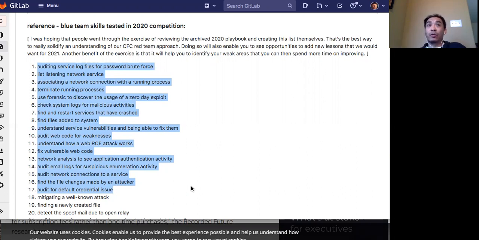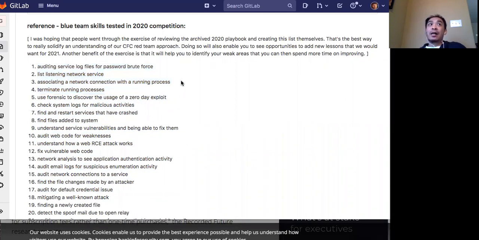So let's just go through what we did last year in terms of what we actually scored. In prior competitions, basically, if the red team was successful in using persistence or an exploit, the blue team loses those points. Last year, this is what we scored the blue team on: do you know how to list listening services? Do you know how to terminate a running process? Those are some very basic things.